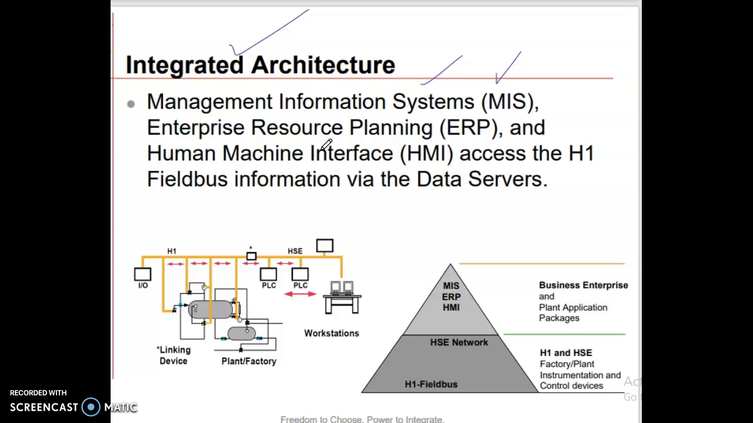And then human machine interface, HMI, that is human plus machine interface. Here from the enterprise resource planning, that total management is connected by information systems. Last one, Fieldbus information via data servers.